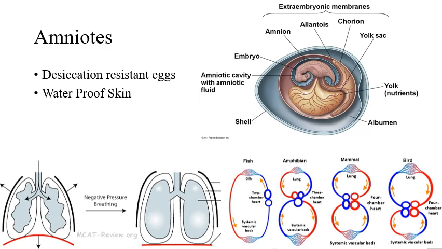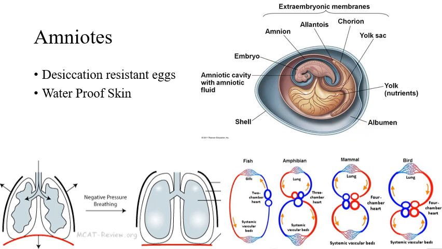So all the rest of the organisms are what are known as amniotes. And the big evolutionary development is the amniotic egg. And the amniotic egg is desiccation resistant. It doesn't dry out if you lay it on land, which is important, which means these organisms can fully invade land and fully take advantage of land. They also developed a waterproof skin, right? And then what's known as negative pressure breathing.